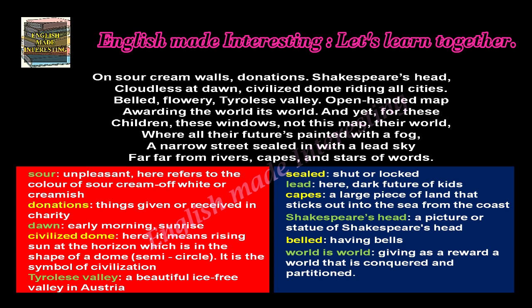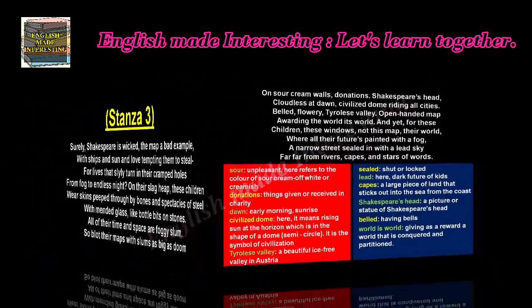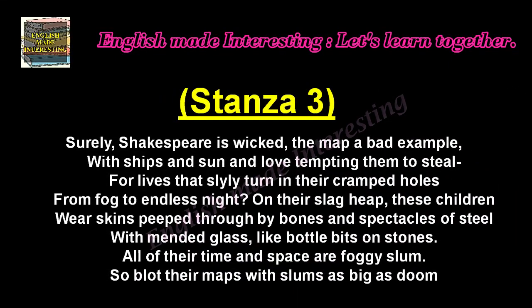Unfortunately, their world is painted with fog, the fog of hopelessness and hunger. Their future is grim and uncertain and sealed with a dark and dull sky. The poet again says that their world is far away from the actual world of rivers and capes. These things are like stars in the sky which they cannot touch. Now over to stanza 3.